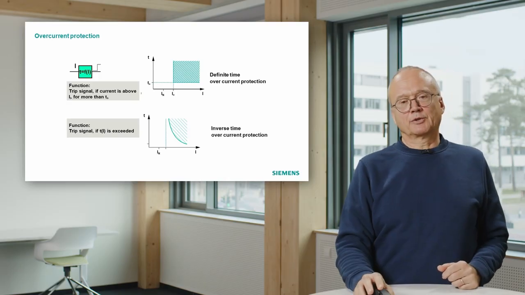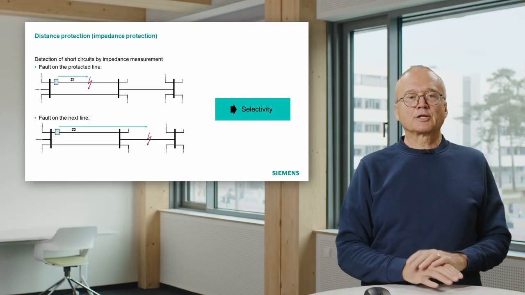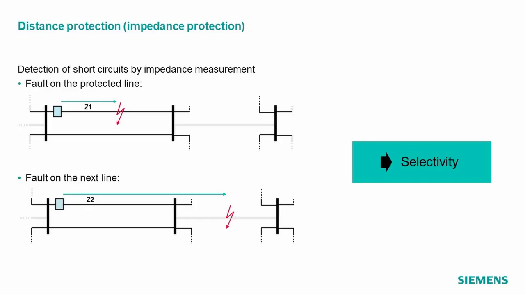That was the overcurrent protection. So remember, second principle, distance protection based on impedance. How does that work? This picture shows just an extract from a meshed system. And of course, in a meshed system, on beginning and end of every line, you have a protection relay with a circuit breaker. What I show here is only one of these protection relays to explain the principle.